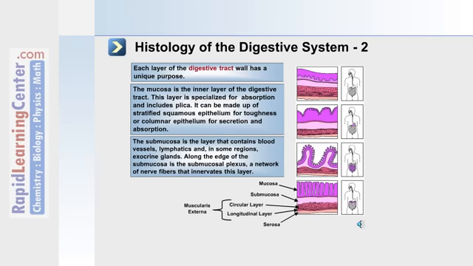The submucosa is the next layer, and it contains blood vessels, the lymphatics, and in some regions, exocrine glands. Along the edge of the submucosa is the submucosal plexus, and this plexus is a network of nerve fibers that innervates this layer.